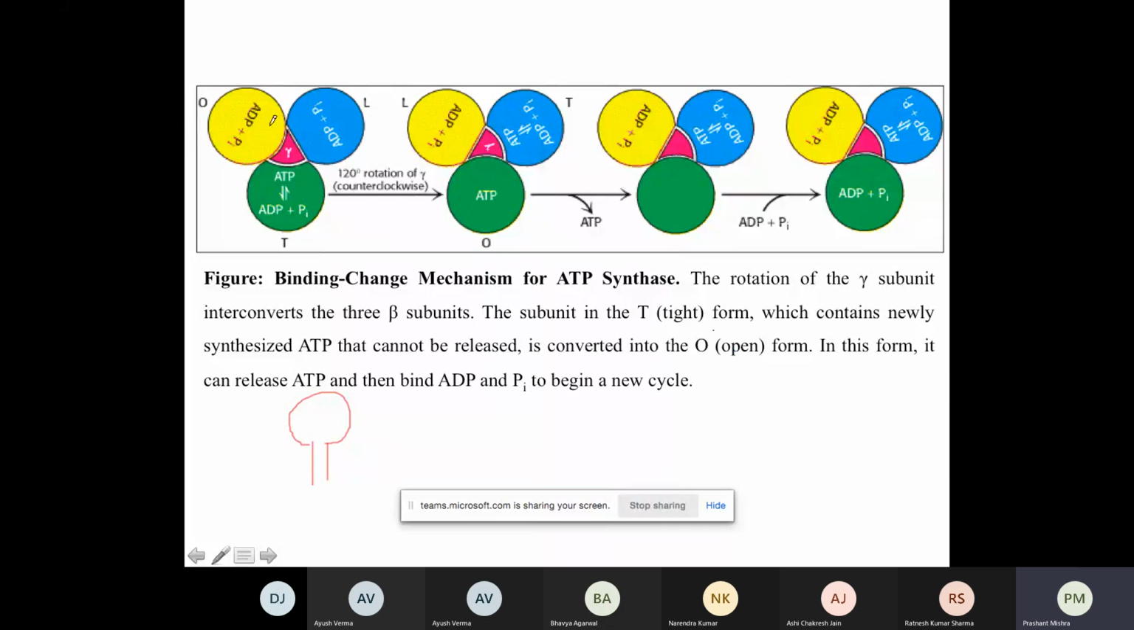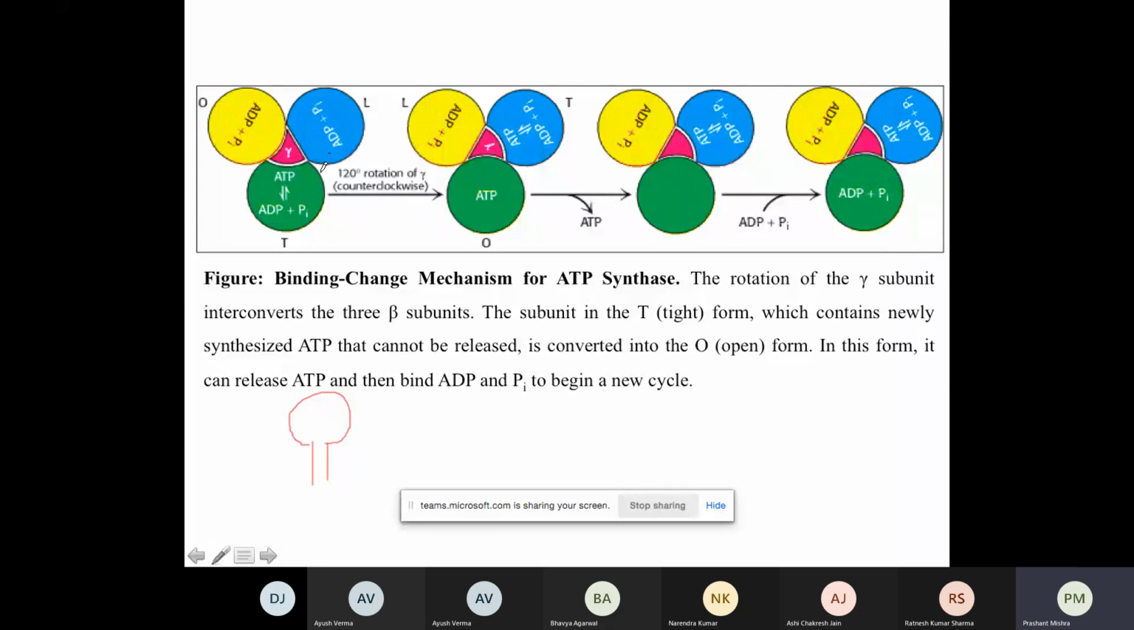In open form, ADP and Pi can bind. Then they will change to loose form and then to the tight form. Tight form means you are forcing ADP and Pi to come close to each other so that they can synthesize ATP. Once ATP is synthesized, they will move to loose form, and loose form means the ATP will be released from the surface. So again, recycling happens. So what you have learned in the binding change mechanism is that initially ADP and Pi bind to the surface of the protein. This is the synthetic protein which is responsible for synthesis of ATP.